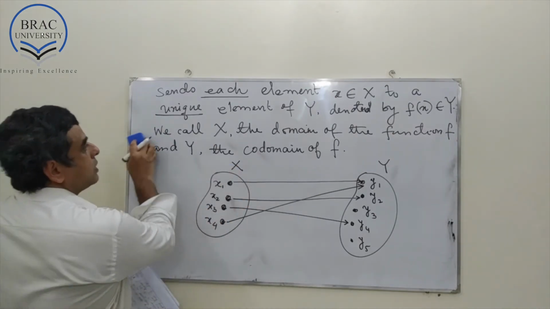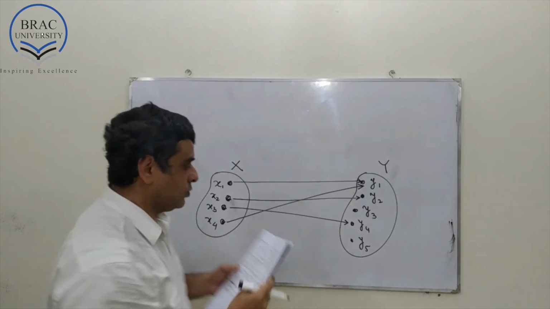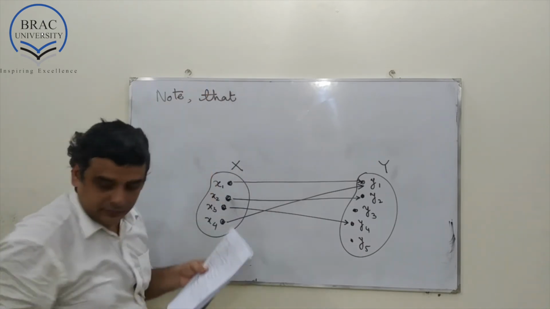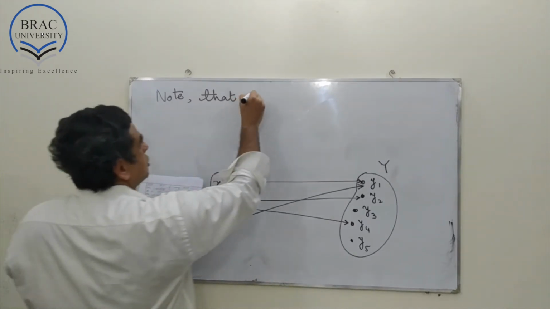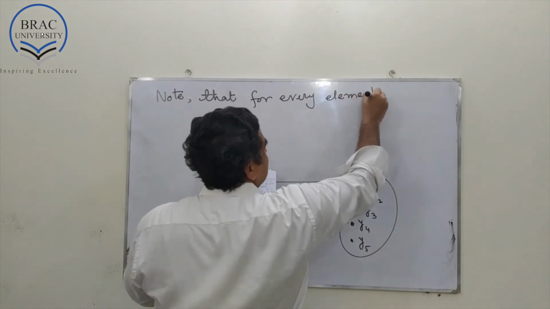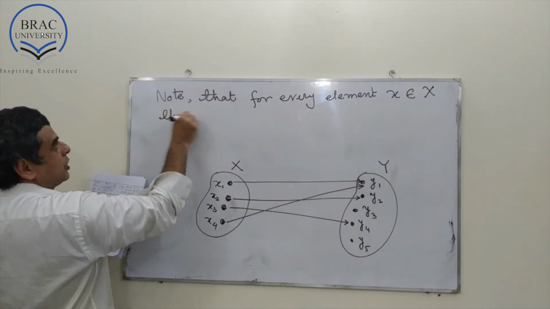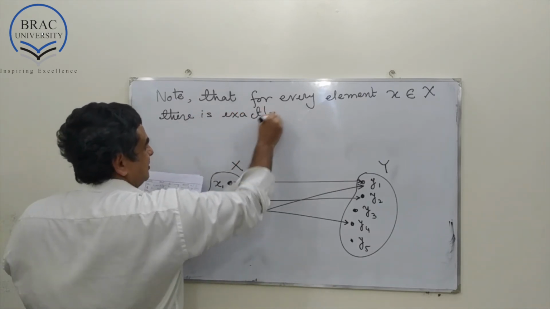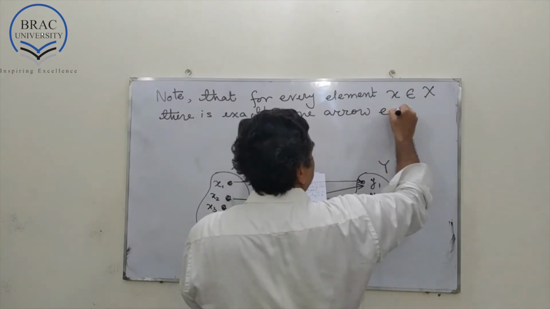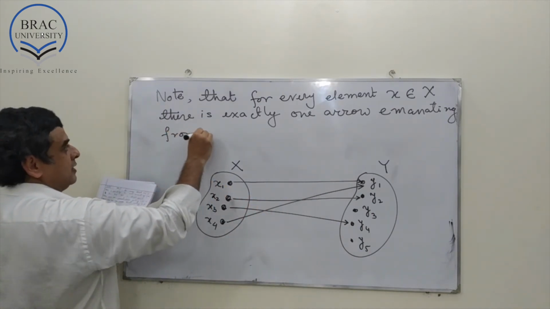Okay, so let me write this fact here. Note that for every element small x in big X, there is exactly one arrow emanating from x.